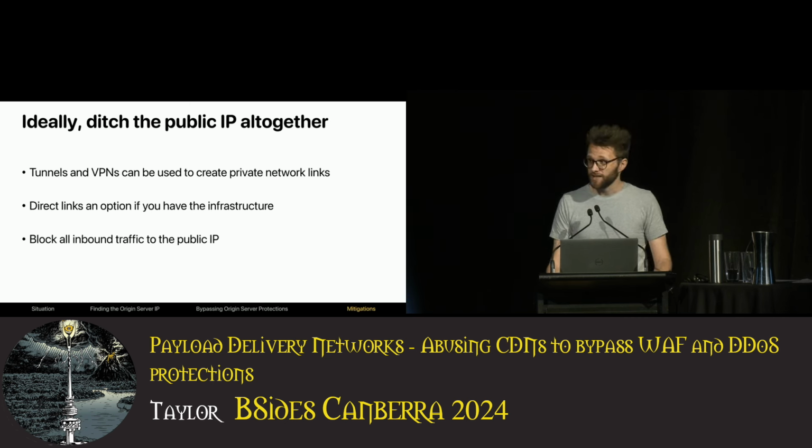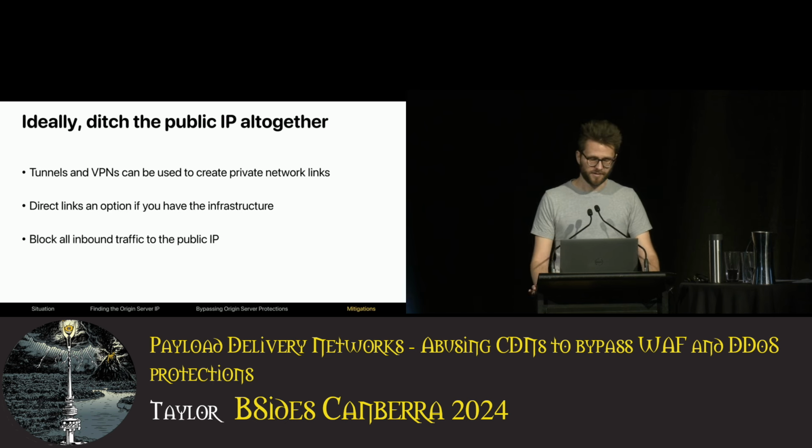But ideally, what you want to do is ditch your public IP altogether if you can. So tunnels and VPNs can be used to make the private network links, and then you can just stop using your public IP altogether. Direct links are also an option if you have the infrastructure, such as the data center link, and you can onboard your origin server effectively to your private clouds. And you just block all the inbound traffic coming to your public IP, or just take that interface off if you can.